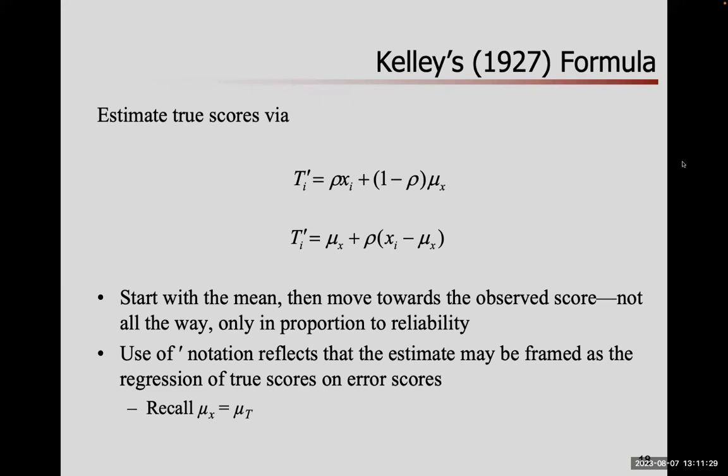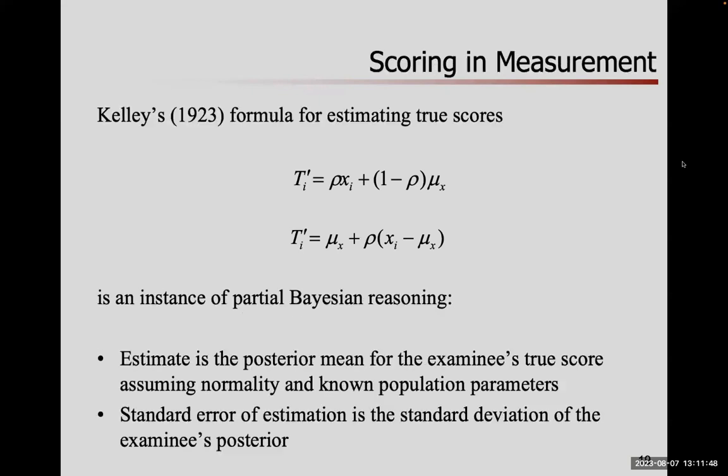This is a long-standing tradition of estimating true scores in classical test theory, at least in the worlds that I operate in, educational and measurement and related domains. This is a better way to come up with estimates of true scores by a number of different criteria. It's been around 100 years. This formula is actually an instance of Bayesian reasoning.